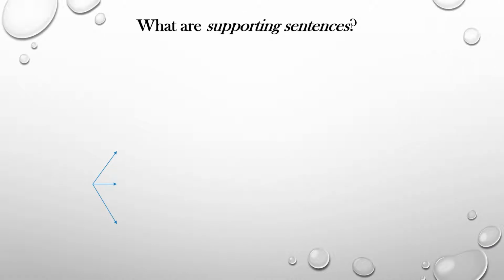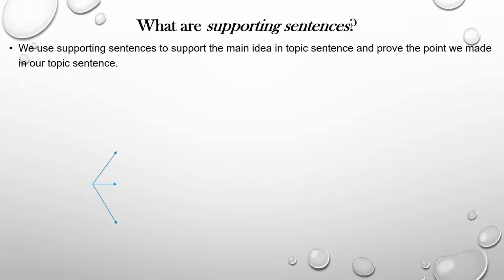Well, the second part of every paragraph, supporting sentences. Let's talk about supporting sentences. What are they? Supporting sentences are actually used to support the main idea in the topic sentence and prove the point we made in our topic sentence. So of course we cannot just write a topic sentence and leave it like that. We cannot make a claim and leave it like that. We have to support our claim, and we have to provide evidence. We have to provide details for our main idea in the topic sentence. We do that through our supporting sentences.